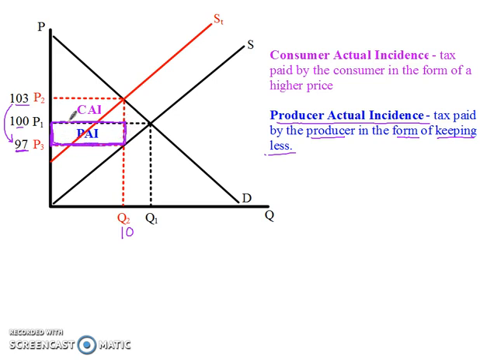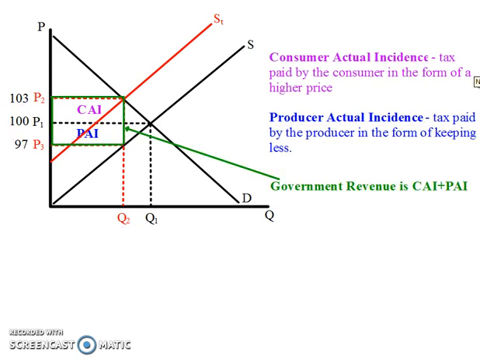That's going to be the producer actual incidence. That's the amount of the tax actually paid by the producer in the form of keeping less. And then we have the amount of the revenue collected by the government.